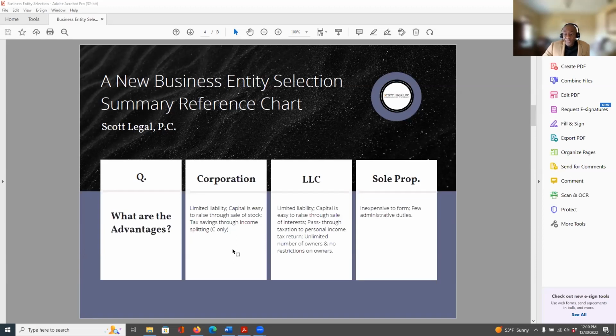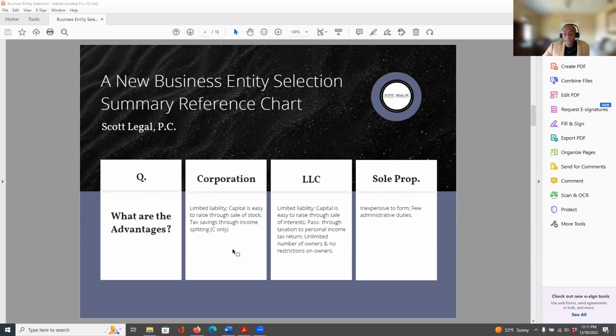In terms of advantages and disadvantages, we talked about the disadvantages of the sole proprietorship, the fact that you can be sued, but the advantage is it's inexpensive. You can set it up quickly. It's, I think, in most jurisdictions between $50 and $70. You don't have many administrative things to do. You don't have to file a separate tax return, so that's often a reason that people select it.